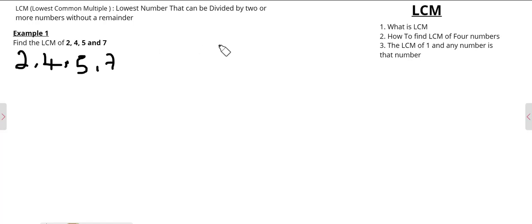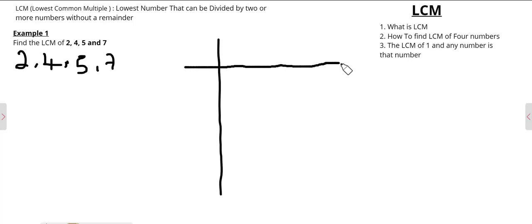Now what do we do? We bring our long division line, then we put our numbers which we want to find their LCM. The first number on the list is 2. Then we have 4. Next we have 5, and then we have 7. So like we always know, we're looking for a number that can divide 2, 4, 5, and 7 without a remainder.